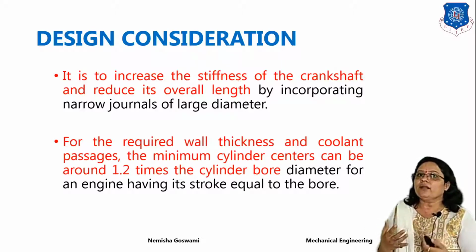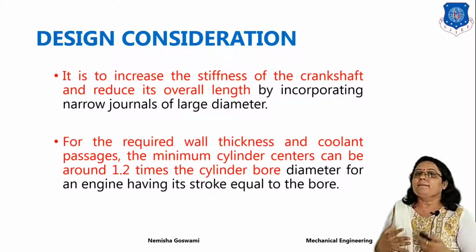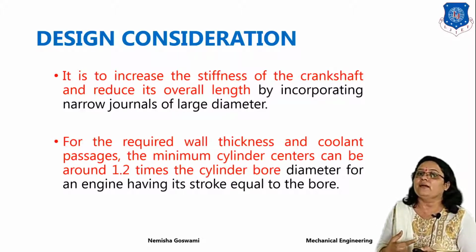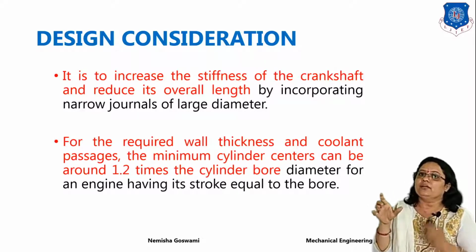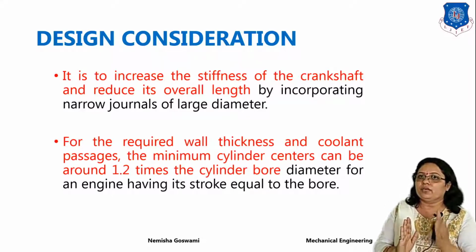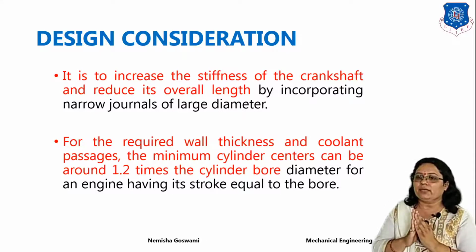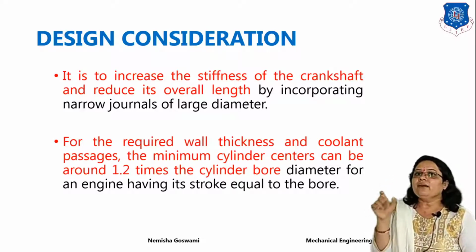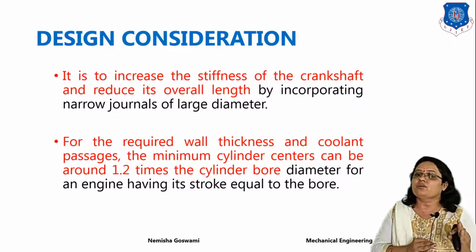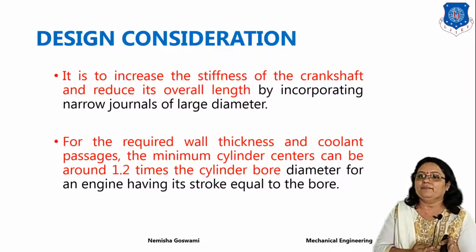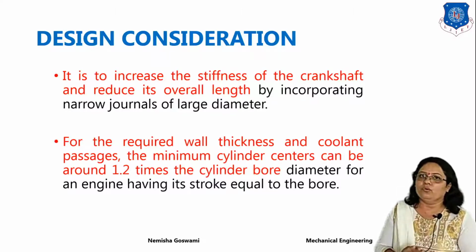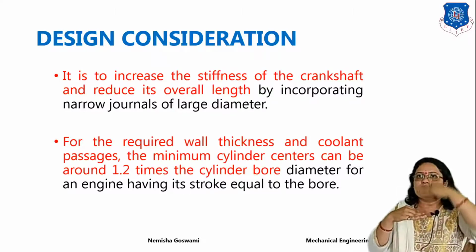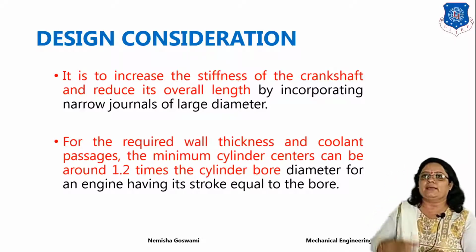For the required wall thickness and coolant passage, the minimum cylinder center distance should be around 1.2 times the cylinder bore. What is the bore? Bore is capital D, where the actual movement of the piston takes place. So that value should be equal to 1.2 times your cylinder bore, that is, capital D. For an engine having its stroke equal to bore, we have seen that. What is the stroke? Stroke takes place in the bore diameter.